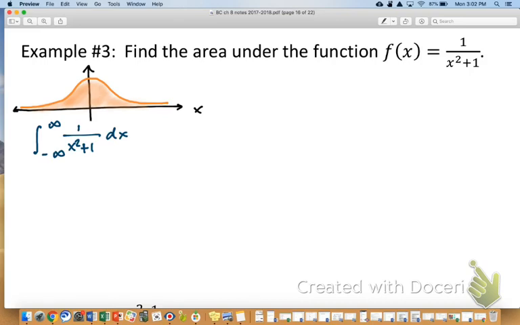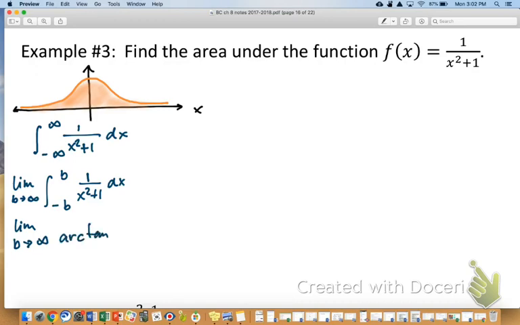Well, let's see what we can do here. We've got to do the limit as b heads towards infinity of the integral from negative b to b of 1 over x squared plus 1 dx. This would be one way to do it. And as was just mentioned, you do have to figure out that the antiderivative of 1 over x squared plus 1 is indeed arctangent of x. So I'd go limit as b approaches infinity of arctan of x evaluated from negative b to b.